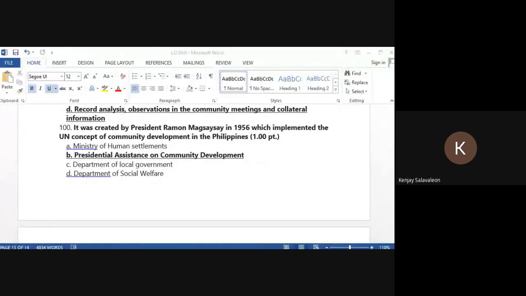Be consistent lang, no? And you still have more or less 25 days, 26 days before the board exam. Maximize that time. Don't be frustrated. It is normal to be frustrated, but just allow yourself to be frustrated if nape-pressure na kayo. It is normal to feel that way, especially kapag napapalapit yung schedule.